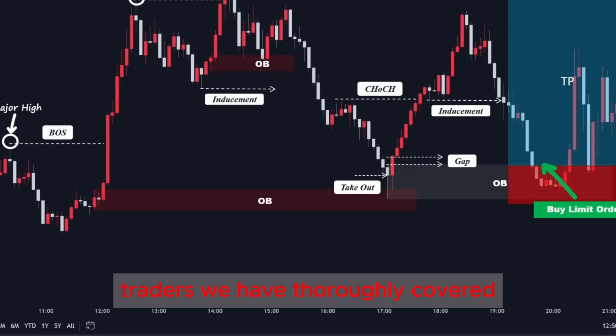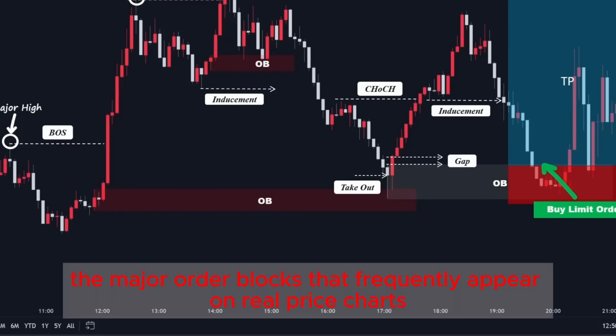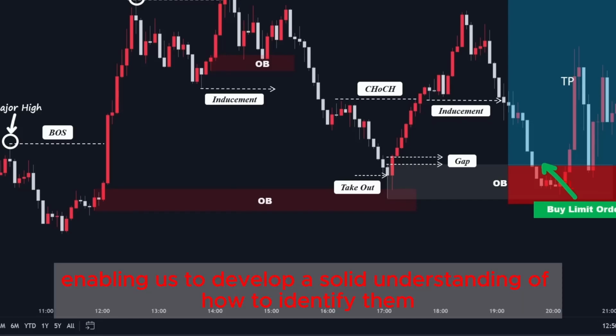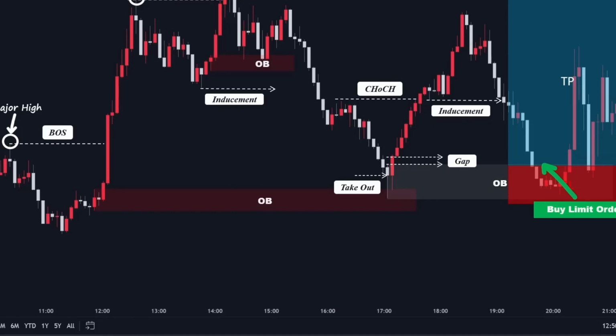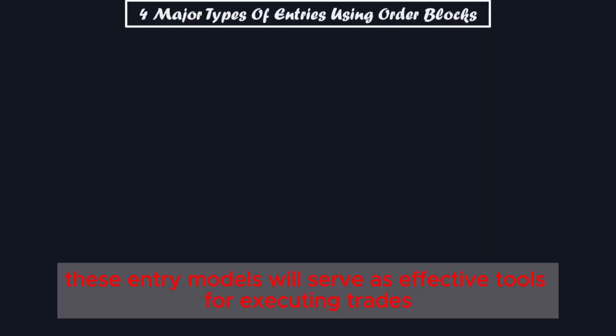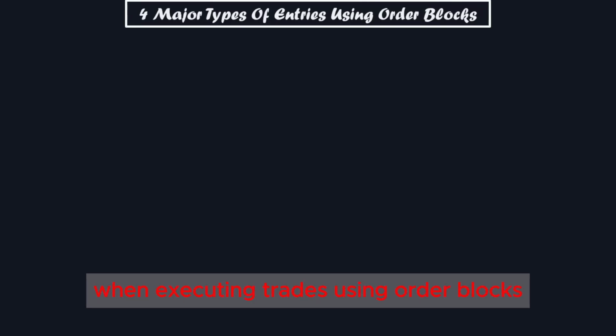Traders, we have thoroughly covered the major order blocks that frequently appear on real price charts, enabling us to develop a solid understanding of how to identify them. Now, in the following section, we will explore the entry models that can be incorporated into our trading plans using order blocks. These entry models will serve as effective tools for executing trades based on the insights gained from order block analysis.